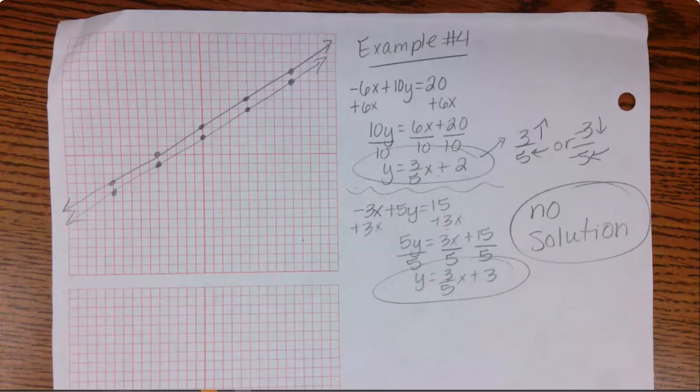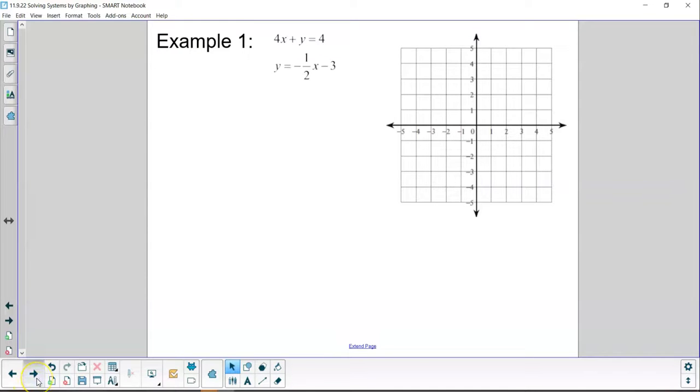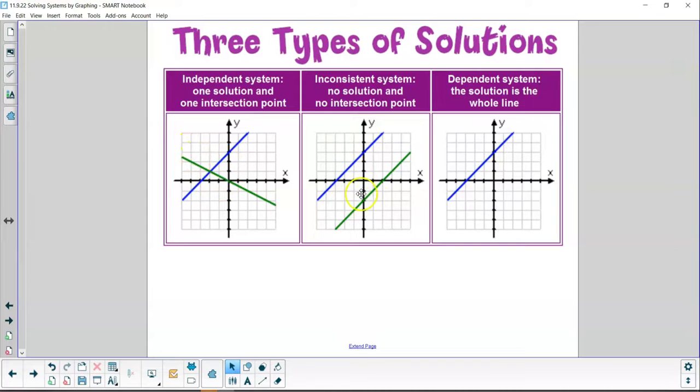Okay, guys, so what that means, you have 3 different scenarios. You have a scenario where you have one solution. You have a scenario where you have no solution, the lines are parallel, and then you have a situation where it's the same line, so it's infinitely many solutions.